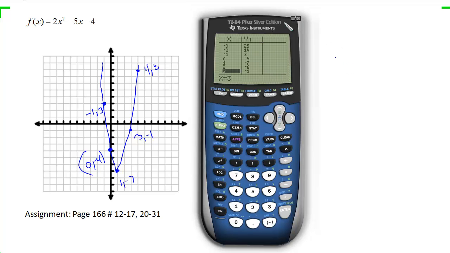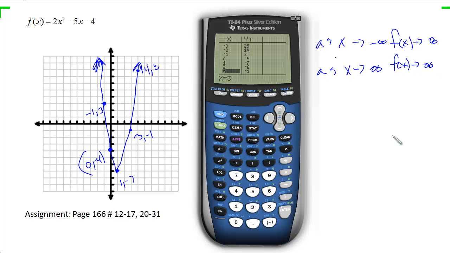So what we'll say is as x approaches negative infinity, f of x approaches positive infinity. So as I move off to the left, I'm approaching positive infinity. Left going up, and as x approaches infinity, moving to the right, my function also approaches positive infinity. It's also heading uphill. That's all this says. As I move left, I go up. As I move right, I go up.